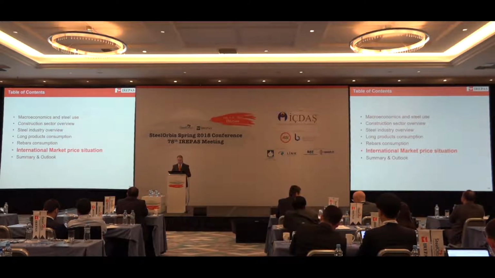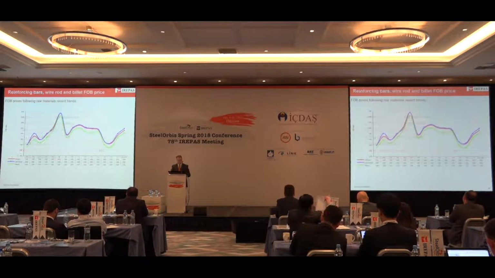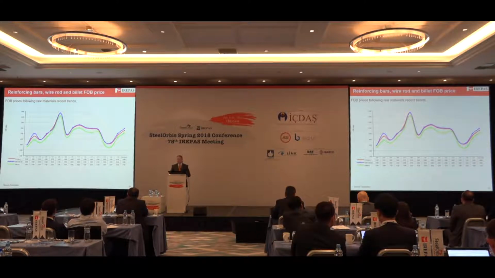And let's finalize with a review of the international market price situation. You are used to this graph because we have been presenting it in the IREPAS meeting for many, many years with these colors. Current prices today can be rebar, for example, in the Mediterranean area, about $560 FOB, wire rod mesh $590, and billets $510 FOB. These are reference prices in the international market.